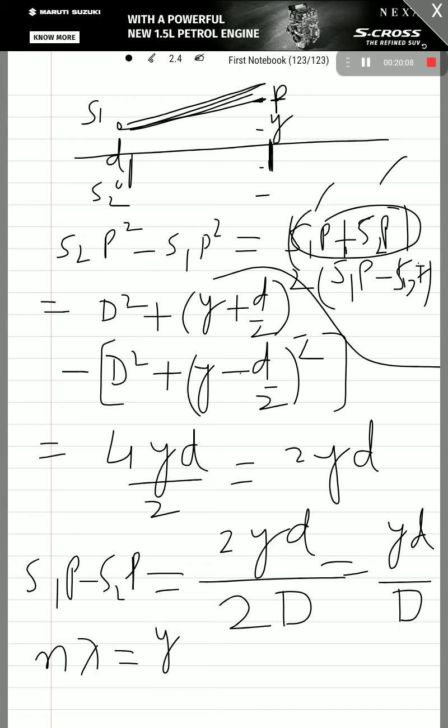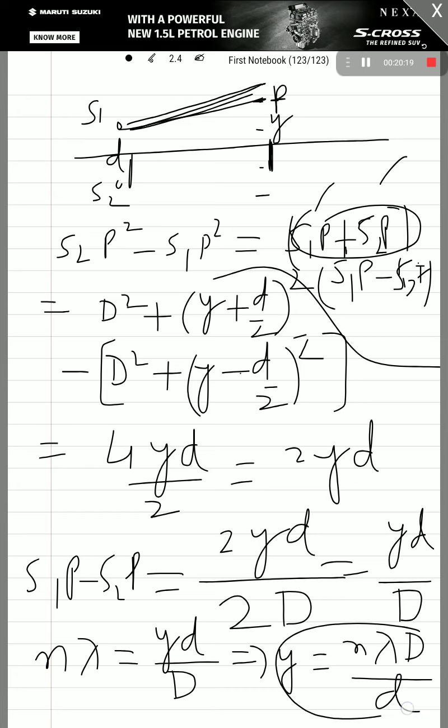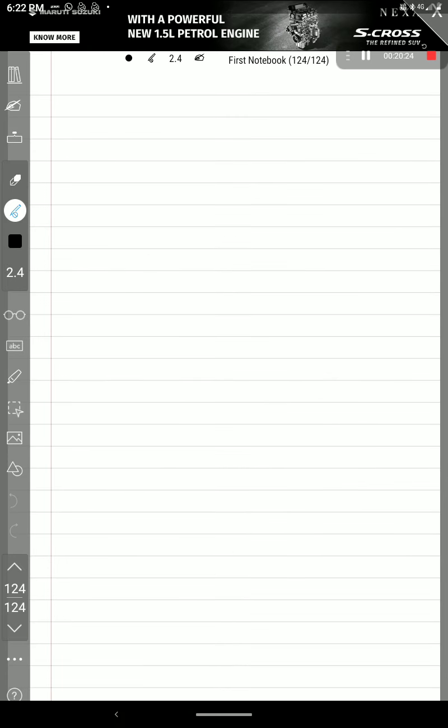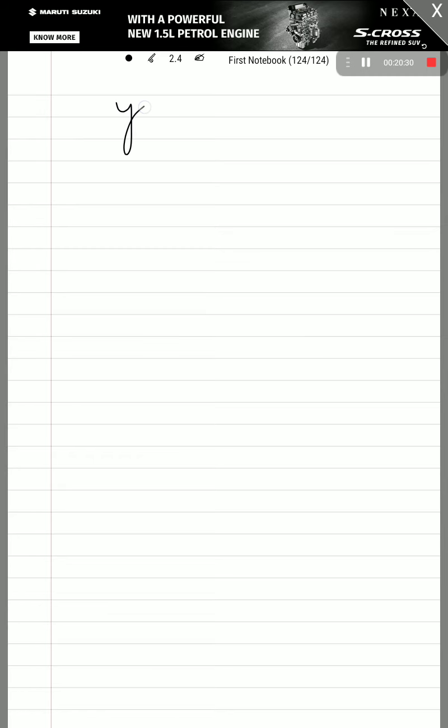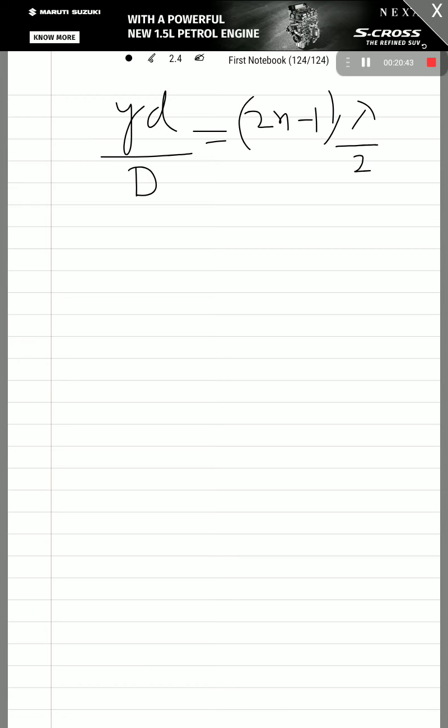When this path difference equals n lambda, an integral multiple of wavelength, we'll get a maxima. So for this, y will be n lambda capital D upon small d. This is the expression for the maxima. Likewise, we have the expression for the minima. This is the path difference, yd upon capital D, and when it is a half integral multiple of wavelength, you will get a minimum.